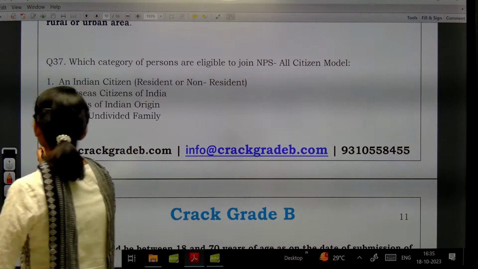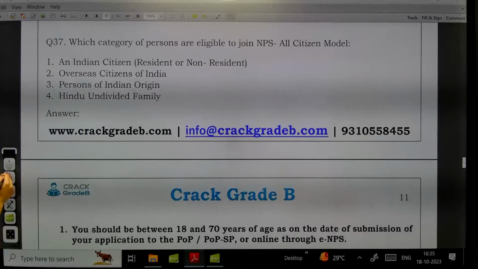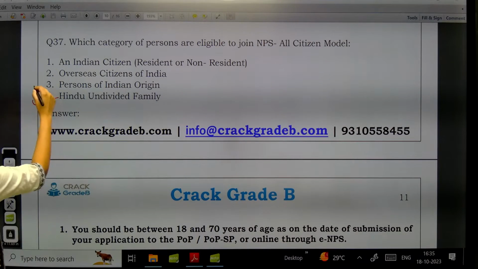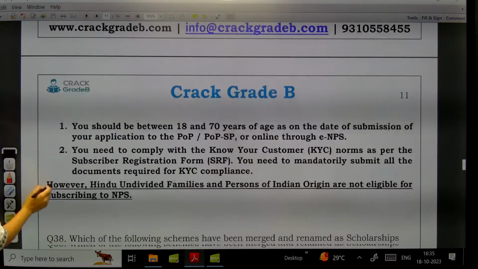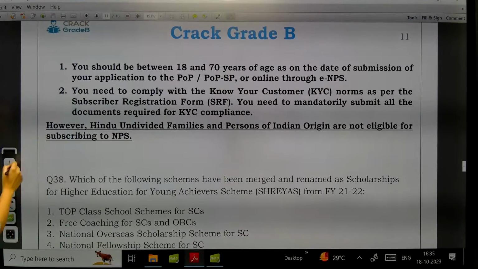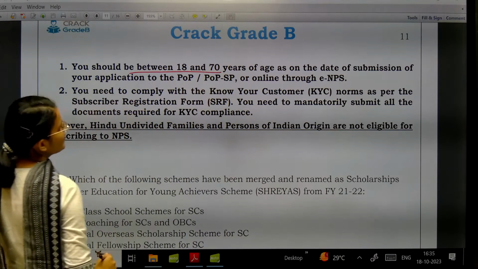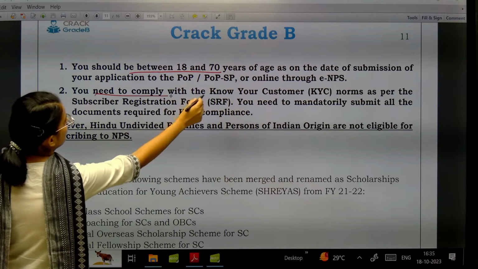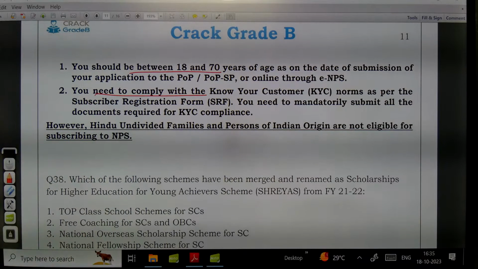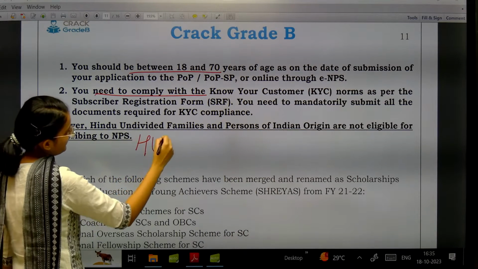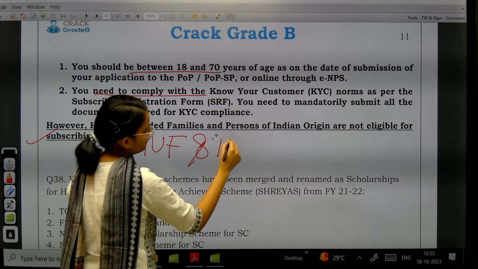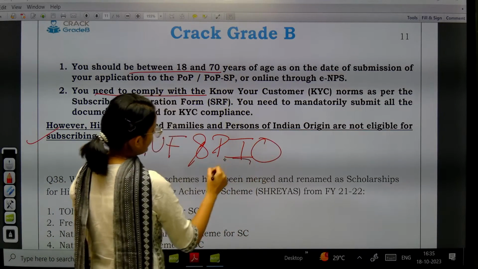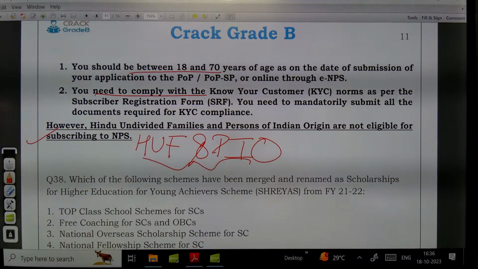So, persons of Indian origin and Hindu undivided family. There is some condition that you should be between 18 to 70 years of age as on the date of submission of your application, and you need to comply with know your customer norms as per the subscriber registration form, okay. Hindu undivided family and person of Indian origin, these two categories are not eligible for the National Pension Scheme.